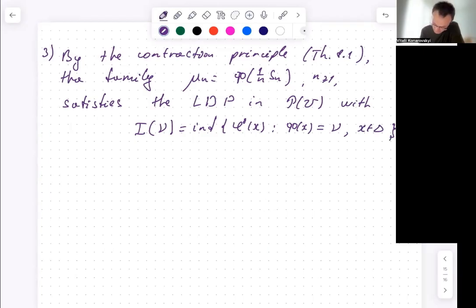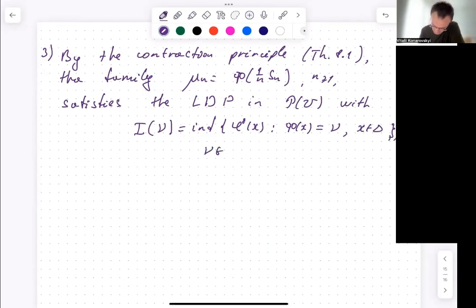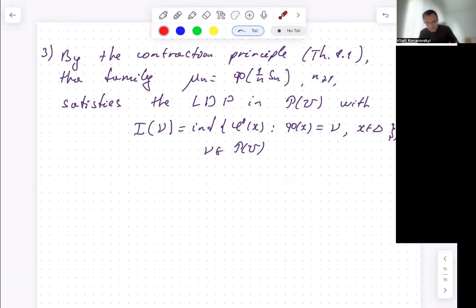And here nu is from P(U). This is how we formulated the rate function: it is just the infimum of the rate function over the pre-image. Here is nu, so you compute the infimum over all x such that phi of x is equal to nu. Here we also specified that x are taken from delta.